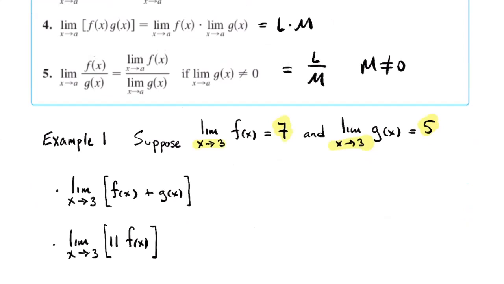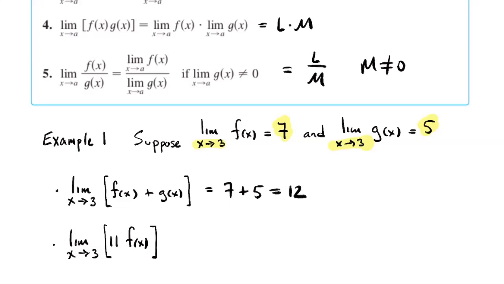Okay, so just to illustrate some of these laws, if you wanted to know the limit as x goes to 3 of f plus g, well, that first law, the limit of a sum, says that it would be 7 plus 5, or 12. If f approaches 7 and g approaches 5, then f plus g should approach 7 plus 5.